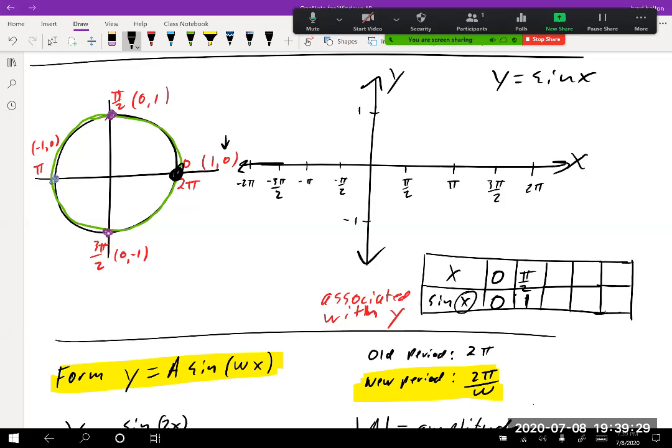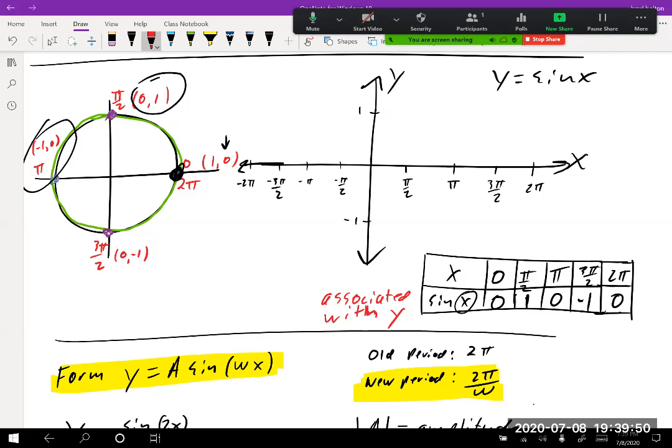So in this case, we look over here, and the sine, the y coordinate at pi halves is 1. We come over here, and the y coordinate there at pi is 0. The next one would be 3 pi halves, which is -1. And then the next one would be 2 pi, and that would be 0.